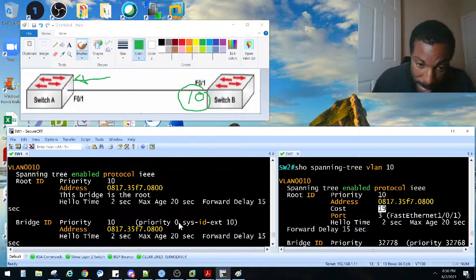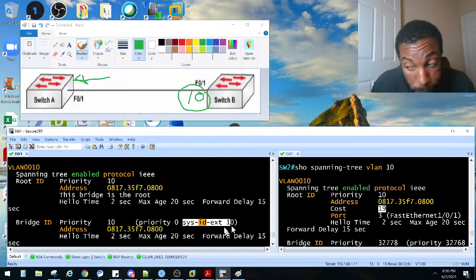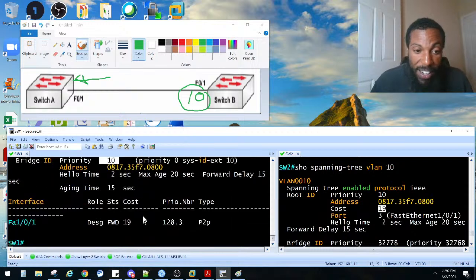Because we set the priority to be 0, but the bridge ID is always the priority plus the VLAN number. So 0 plus 10 is what? I know I'm not the greatest mathematician out here, but we know how to do that. It's 10, right? So we set that.